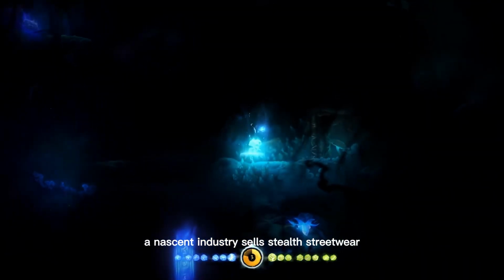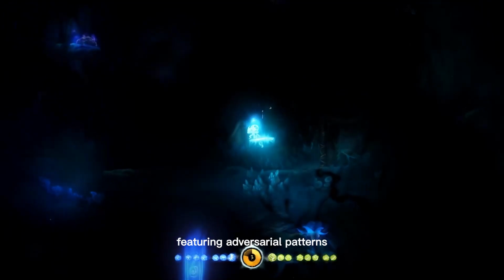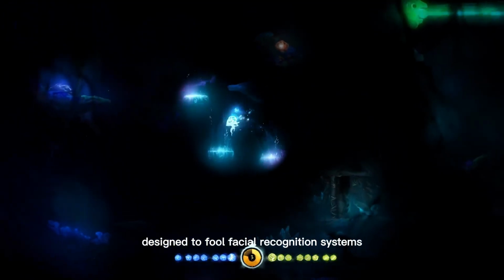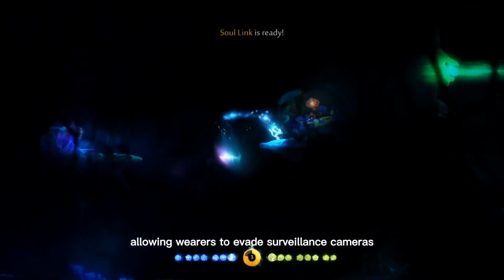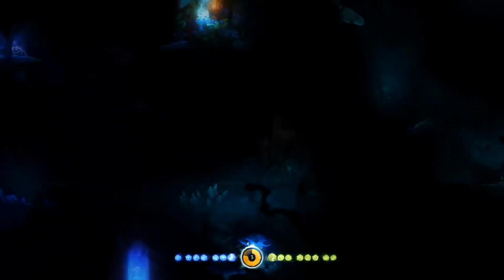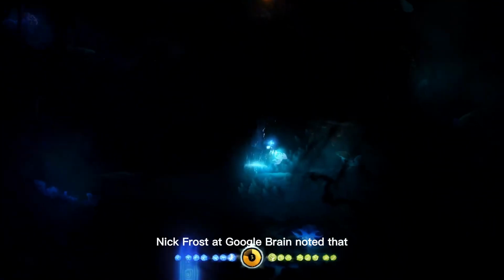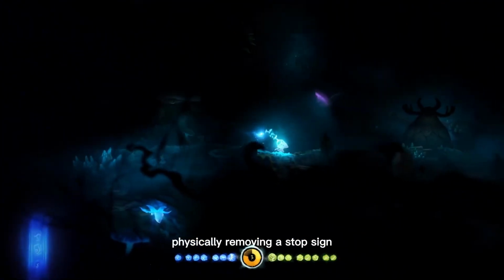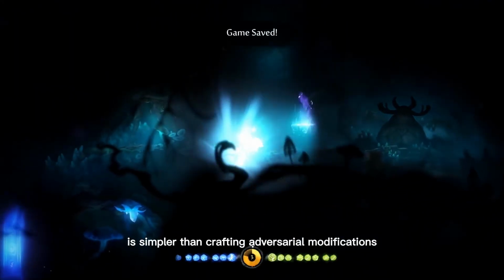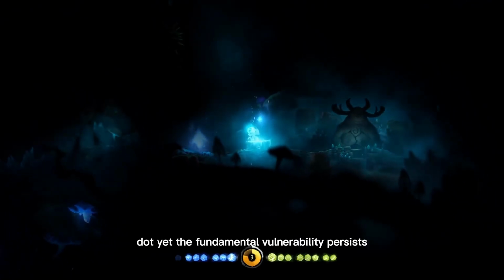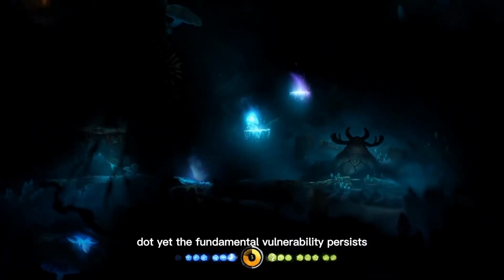A nascent industry sells stealth streetwear featuring adversarial patterns designed to fool facial recognition systems, allowing wearers to evade surveillance cameras. Critics point out practical limitations. Nick Frost at Google Brain noted that physically removing a stop sign is simpler than crafting adversarial modifications. Yet the fundamental vulnerability persists.